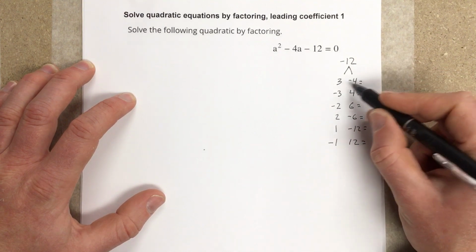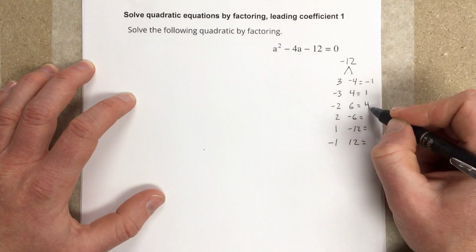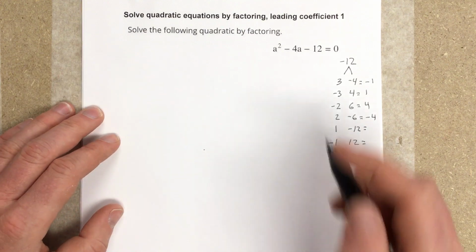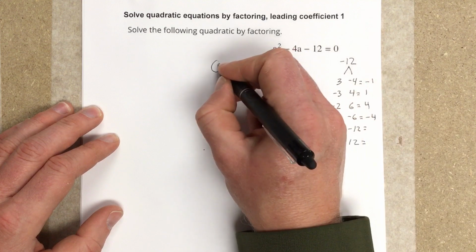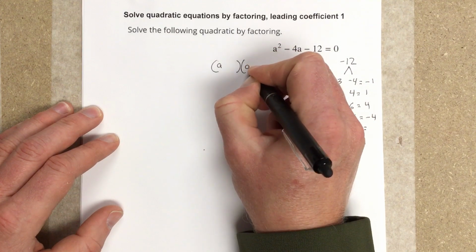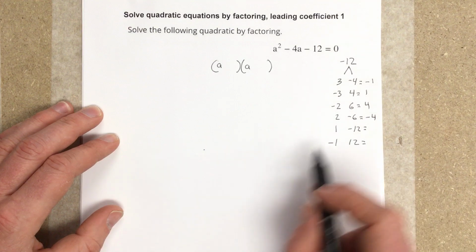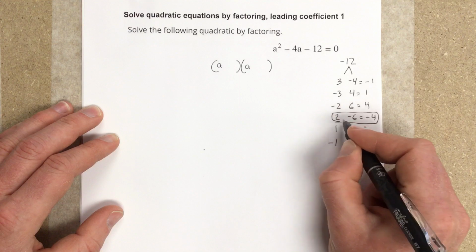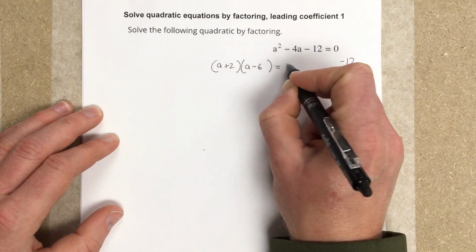negative 4. As I go down the list, I get negative 1, that would be 1. This is 4. This is negative 4. So 2 and negative 6 are my factors I want to use here. So I'm going to write this as a, because I split the a squared, and that would be minus 2, oops, sorry, wrong one. I'm looking at this one here. That would be plus 2 minus 6, and that's equal to 0.